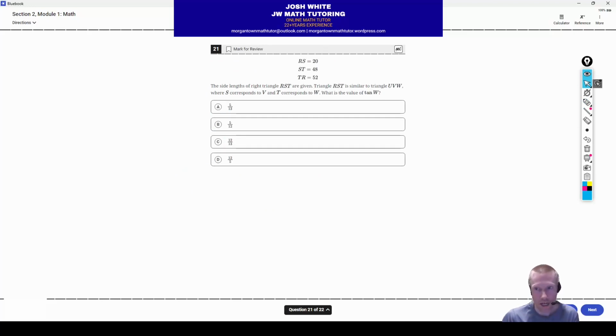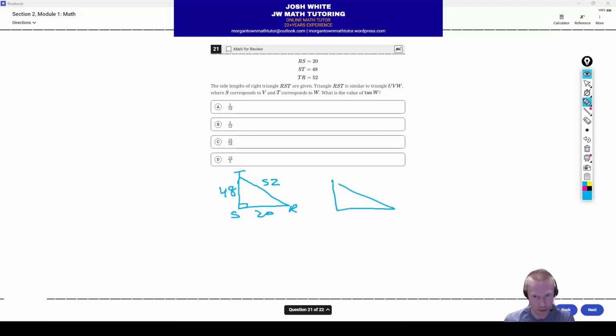All right, for 21, we have two similar right triangles, and they want to know what tan of W is. First thing I'm going to do is just draw a picture. The longest side is TR at 52, so that has to be the hypotenuse, and that also means S has to be the right angle, because T and R have to be in the corners like this. And then we know RS is 20 and ST is 48. So we can label that.